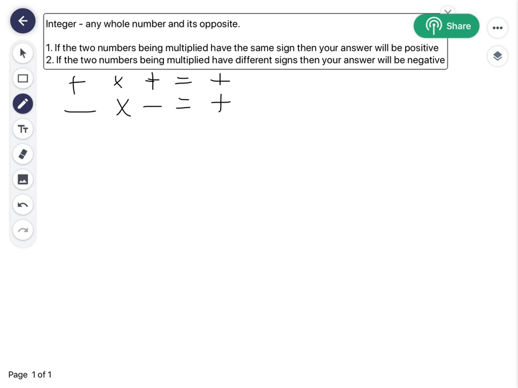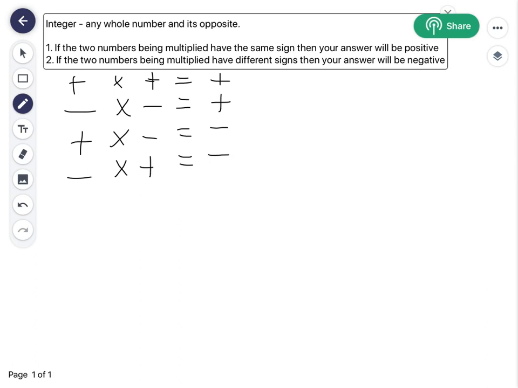The second rule says if the two numbers being multiplied have different signs, then your answer will be negative. So a positive times a negative gives a negative answer. A negative times a positive is also negative. Now that we know the rules, let's do a few problems.